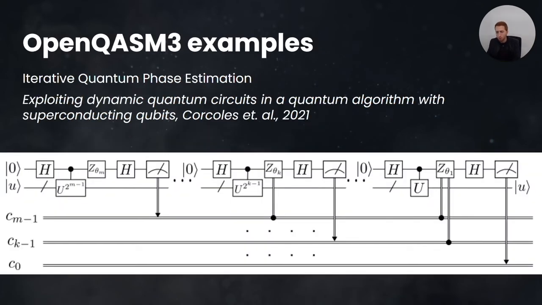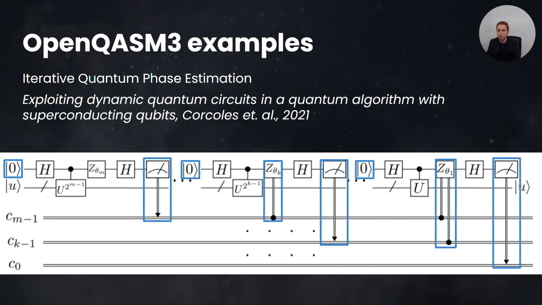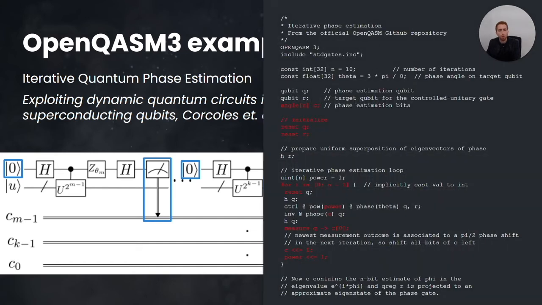So this is an example from IBM's 2021 paper on iterative quantum phase estimation. It doesn't really matter what the details of the algorithm are, but we can see they have reset operation, we have mid-circuit measurements, we have real-time conditionals, right? So this is the OpenQASM 3 code, and in red you can see the real-time variables, the reset operation, the for loop, the mid-circuit measurement, right? And the real-time operation. We need somehow to support all of that.